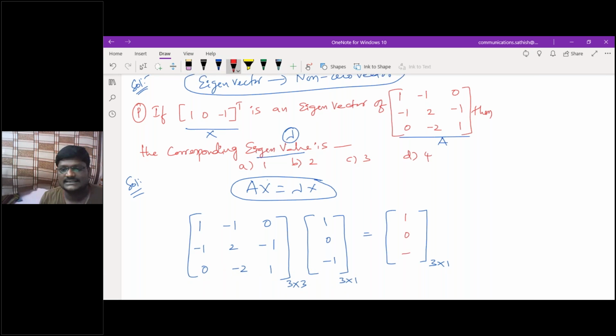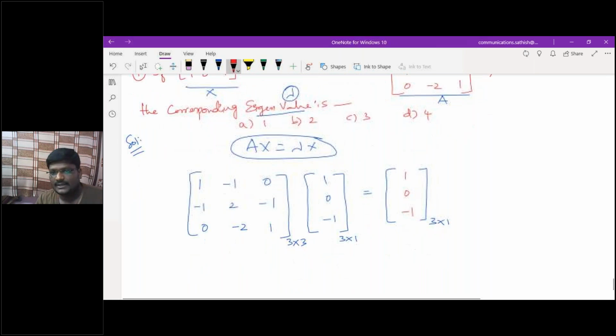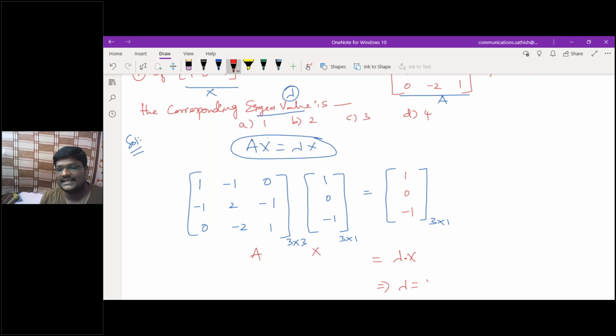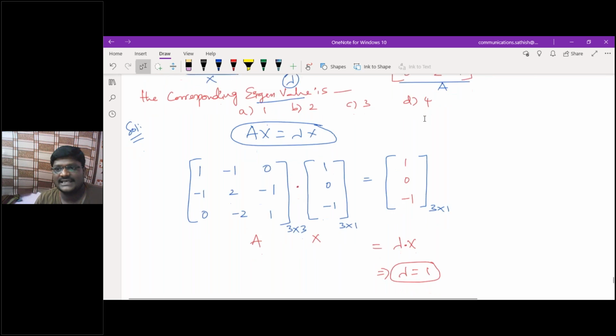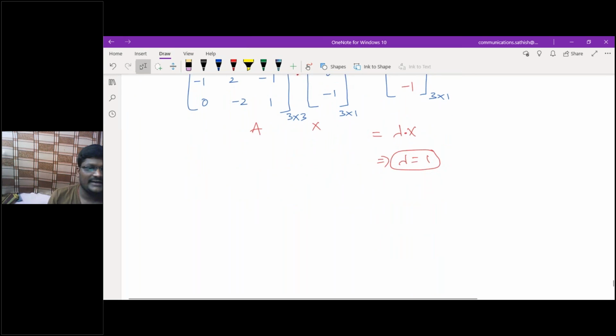You will have 1, 0, -1. Check it out properly. This is equivalent to lambda into x only. This is Ax, this is lambda x. And the lambda value will be what from this? Lambda is 1, sir. You got my point? This multiplication you do after finishing the class, don't get bothered. Are you getting what I'm saying? Yes, sir.